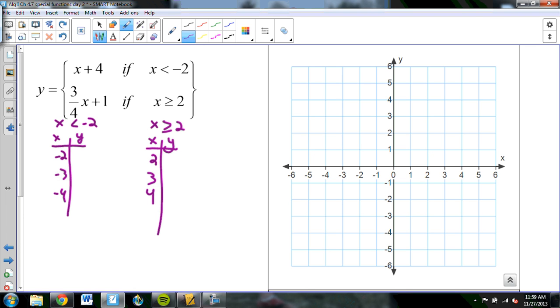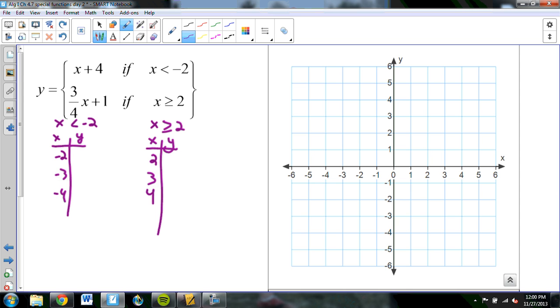And you can plug stuff in and get stuff out and graph it that way, and that'll work fine. You can always do it that way. But what I think a lot of you would prefer is to, instead of graphing points, graph lines and then erase the stuff you don't want. Let me show you what I mean.